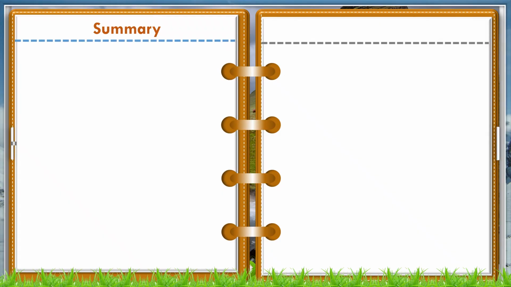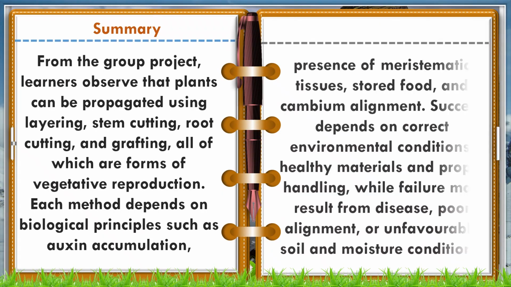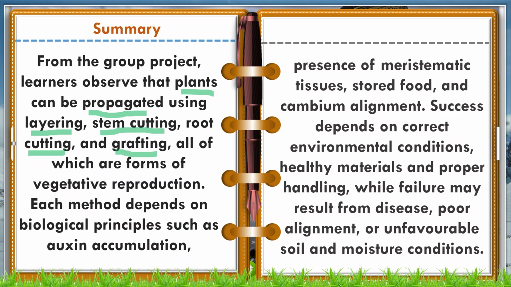Summary. From the group project, learners observed that plants can be propagated using layering, stem cutting, root cutting, and grafting, all of which are forms of vegetative reproduction.